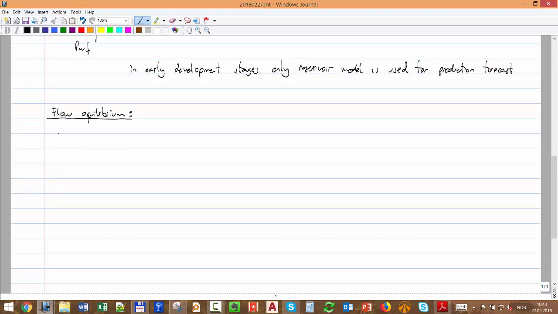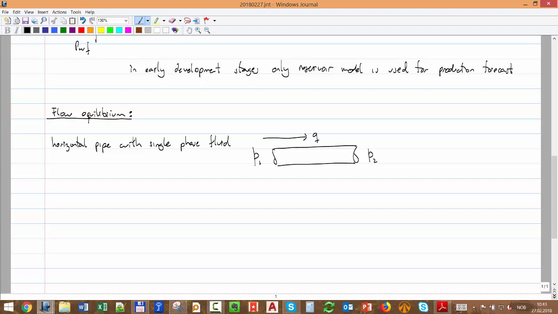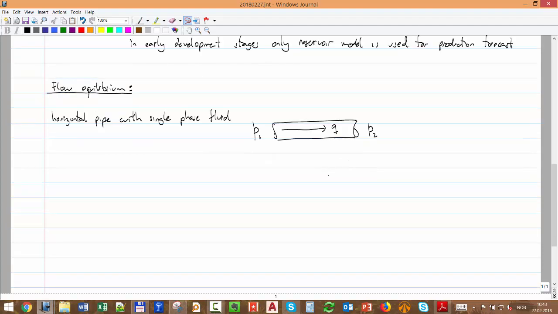So to do that, let's make a small thinking experiment. Okay. So let's say we have a horizontal pipe with, let's say, liquid, or gas, or a single phase fluid. Okay, so we have here P1 and we have here P2. And we have a rate circulating through the pipe. Okay, so if we have that model, we have three ways to make calculations.